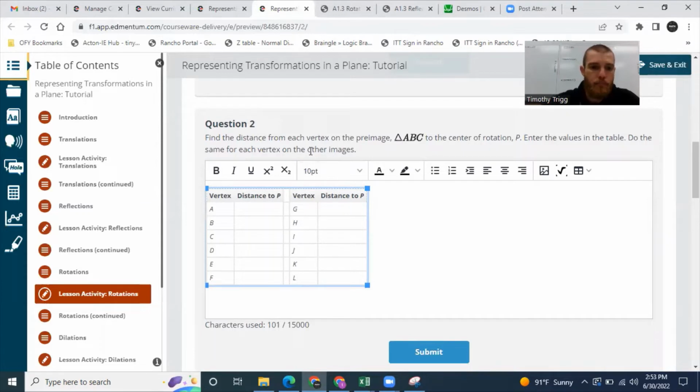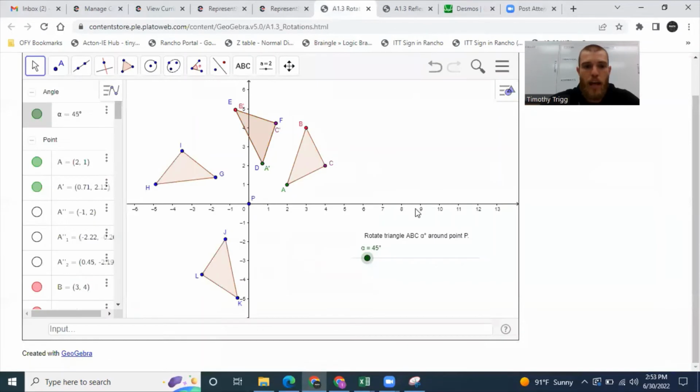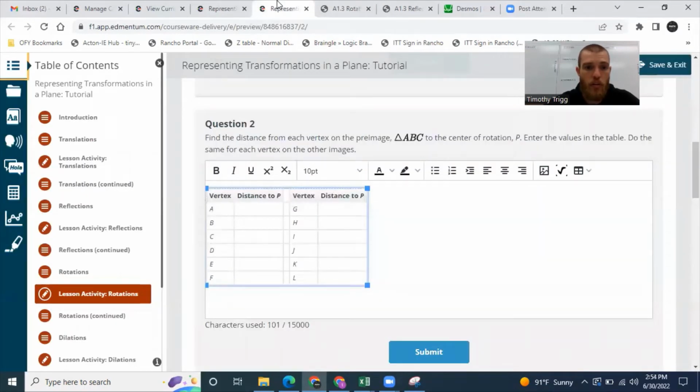Find the distance from each vertex on the pre-image triangle ABC to the center of rotation P. Enter the values in the table. Do the same for each vertex on the other images. So what are they asking us to do here? We want to find the distance from our original triangle ABC to point P. So we want to find the distance between each of the vertices A, B, C to point P.